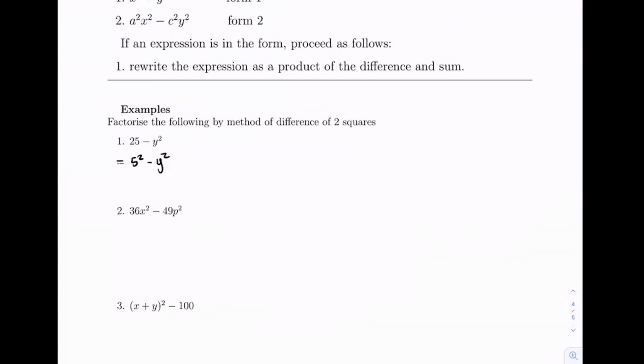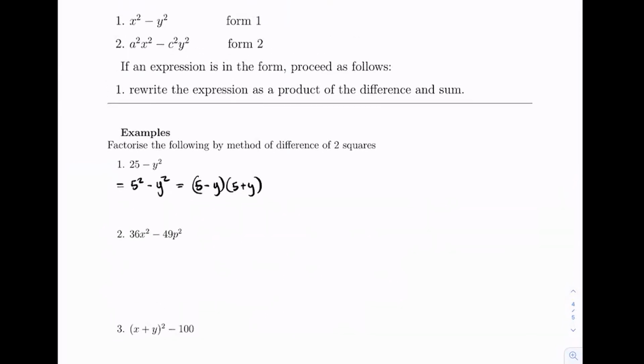And whenever we have the difference of two squares form, we want to rewrite the expression as 5 minus y multiplied by 5 plus y. And it is as simple as that. Once we can identify a in the expression, so if I should go back to form 1, we say that x squared minus y squared is actually equal to x plus y multiplied by x minus y.